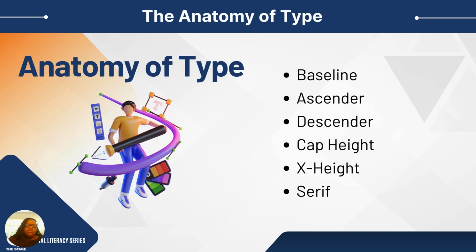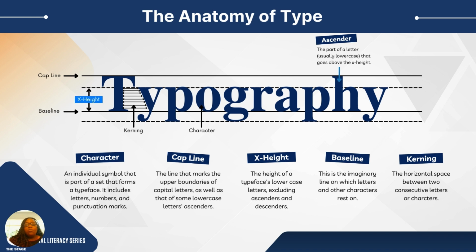So let's jump into the anatomy of type. To effectively use typography, you have to understand the anatomy of type and what it all entails. Some of the key components include the baseline, the ascender, the descender, cap height, x-height, and serif. Now, we'll talk a little bit more in this next slide so that you can understand what those actually are. So here I have this nifty little diagram that breaks down these items.